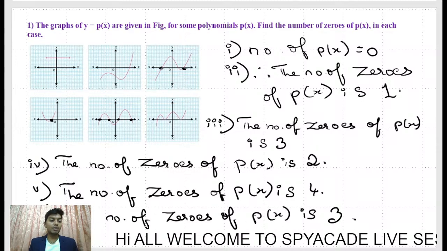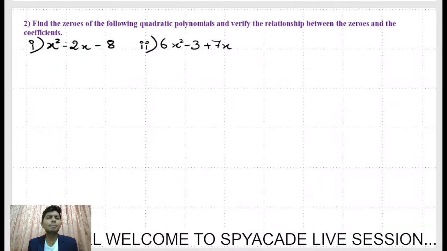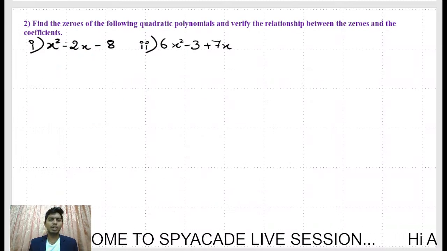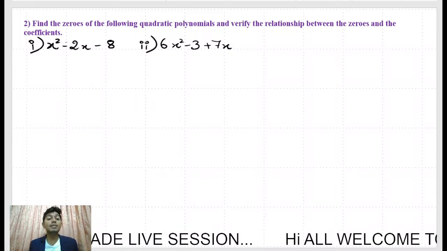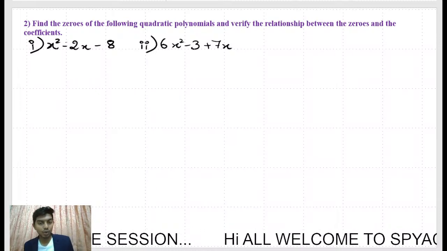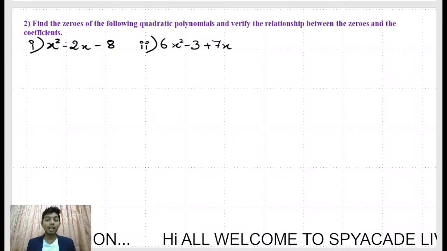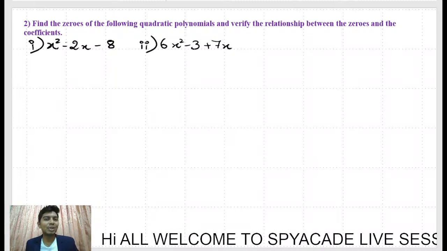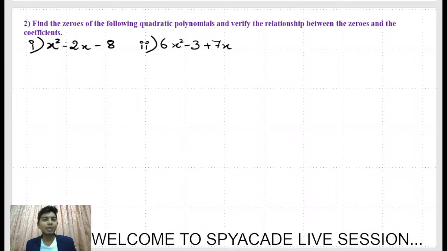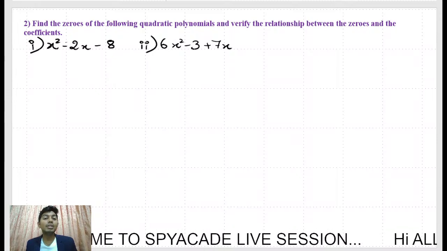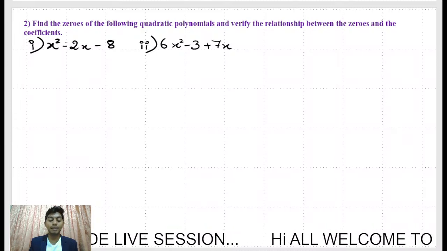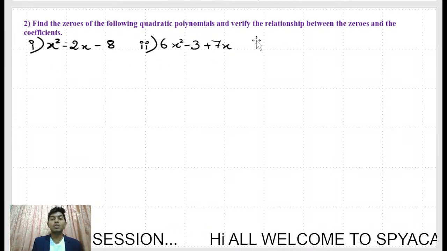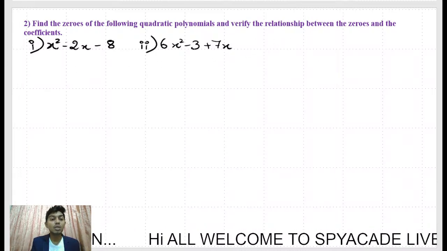Let's move on to the next question, which is going to be another simple and easy question. You all know this kind of question very well. Yes? Find the zeros of the following quadratic polynomials and verify the relationship. What does quadratic polynomial mean? A polynomial with degree 2. Yes, the highest power is 2 here, and so it's called a quadratic polynomial. So here we are just going to find the zeros.